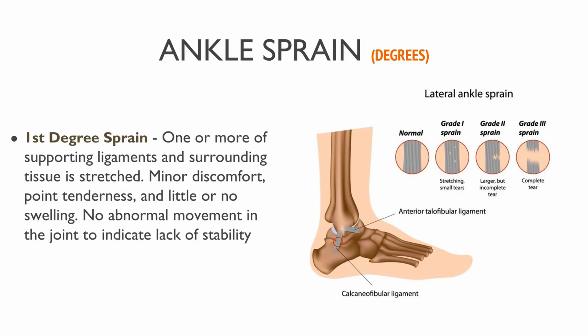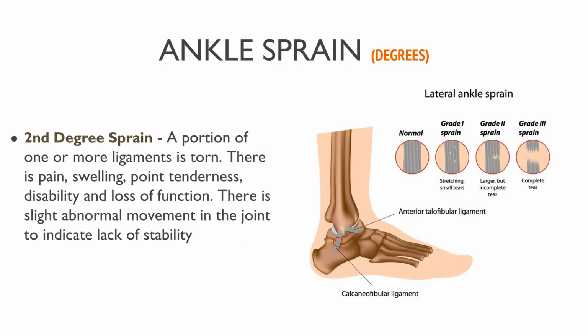In this case, one or more of the supporting ligaments and surrounding tissue is stretched, but not torn. This results in minor discomfort, some point tenderness, and little or no swelling. There's no abnormal movement in the joint, so stability is not significantly affected. This is the mildest form of ankle sprain.